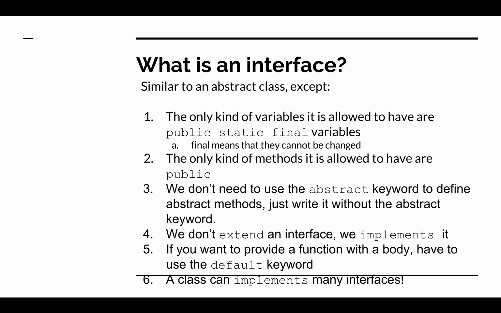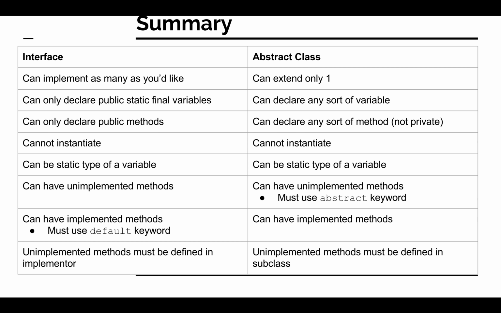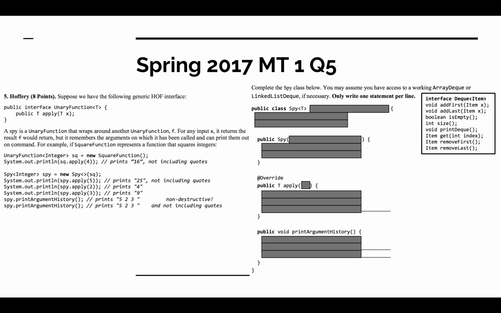So I know you guys really want to do some midterm questions. So we have a midterm question on interfaces. If you have a piece of paper or something, I recommend you take it out to write your answers and work through the problem. For this problem, we have the following generic higher order function interface, UnaryFunction. It has a method apply.